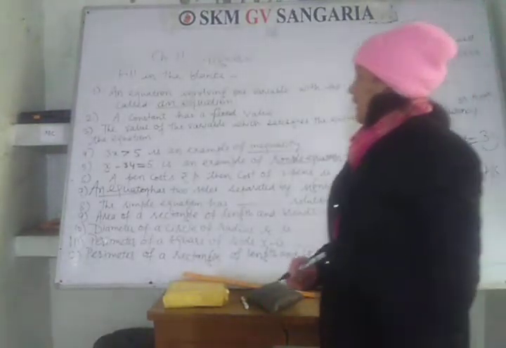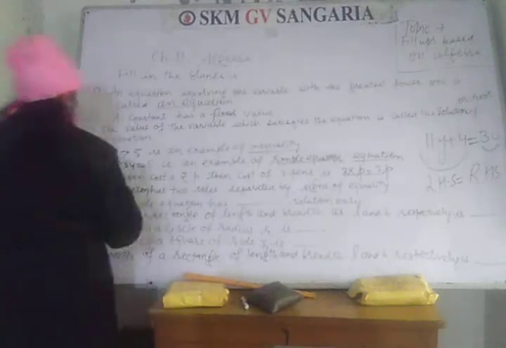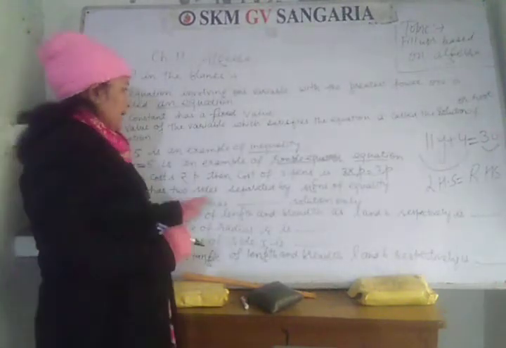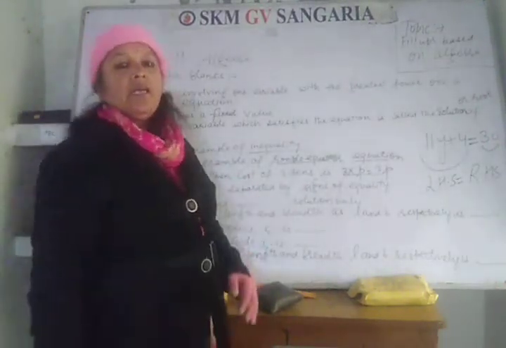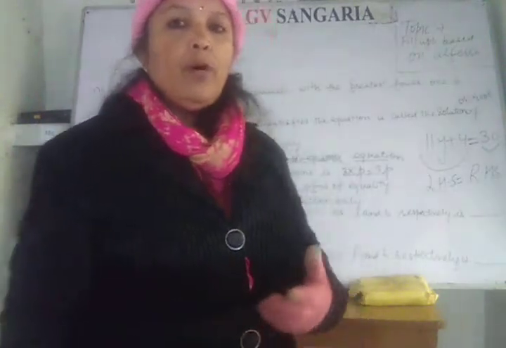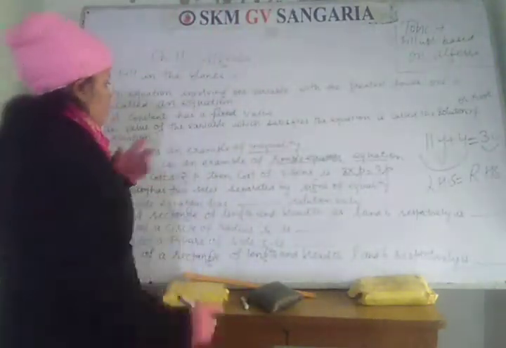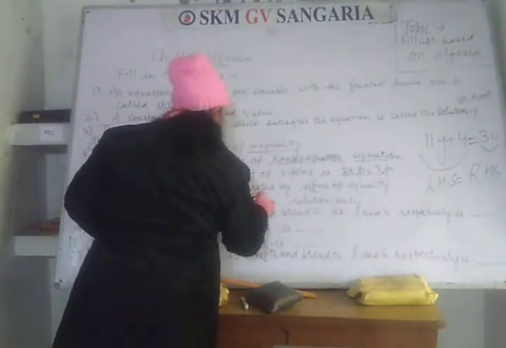Okay. Then a simple equation has dash solution only. How many solutions are possible for an equation? Only one, right? Only one. It has one solution only.